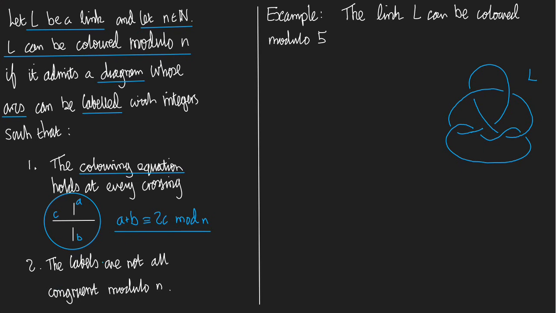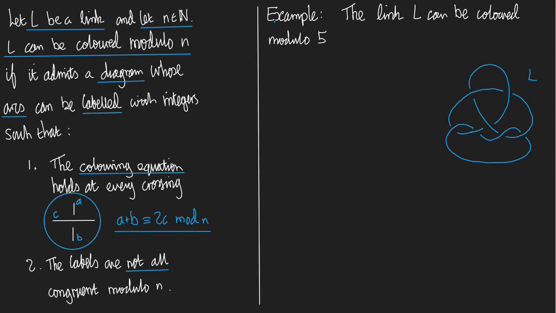And the second condition is that the labels should not all be congruent modulo n. So I can't make all the labels 2. That is because if I did make all the labels 2, then this equation would definitely hold. Have a go at checking that. If I did make all the labels 2, this equation would definitely hold, and everything would be colorable modulo everything. And we would have defined a not terribly useful notion.